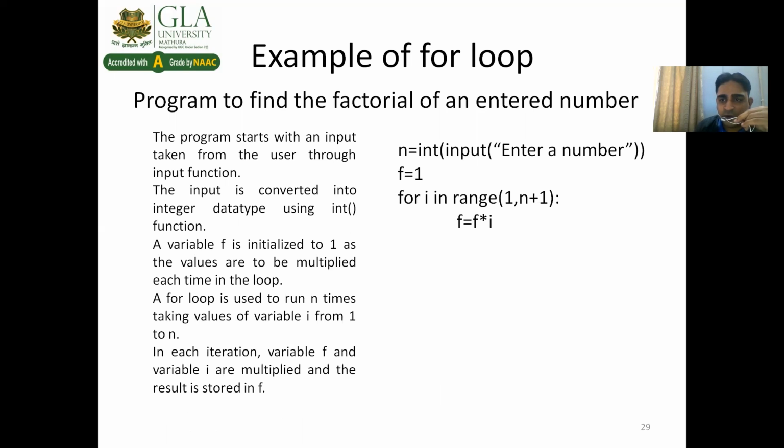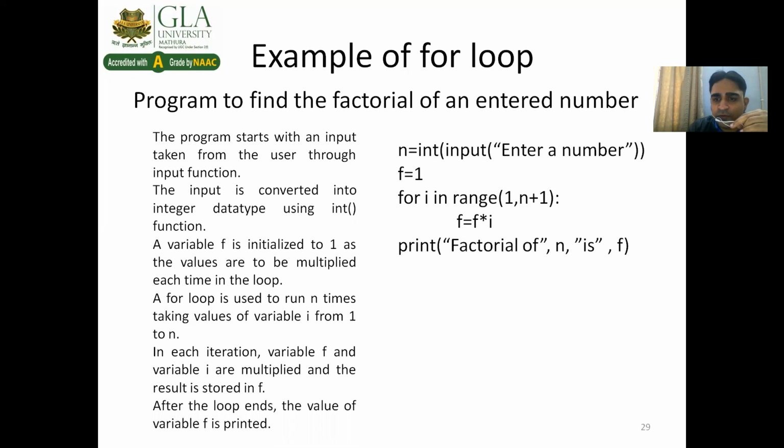So what will my range function be? The starting point will be 1, the ending point will be n plus 1, because n plus 1 is not going to be included. And every time I'm going to do f equal to f into i, and after coming out of the loop, I'm going to print the value of f. Right. Please make a note that even in this case, a copy of the number is not going to be used, because your number is not at all destroyed.